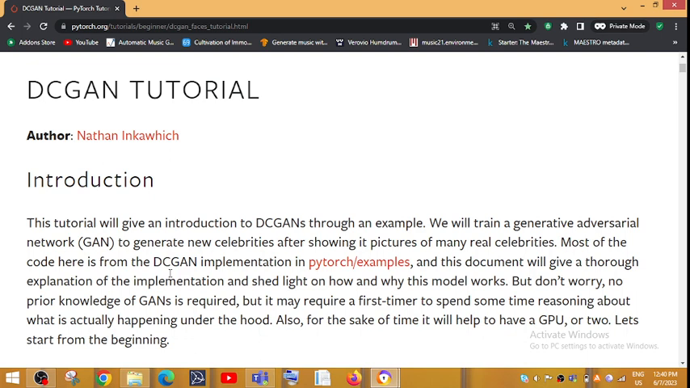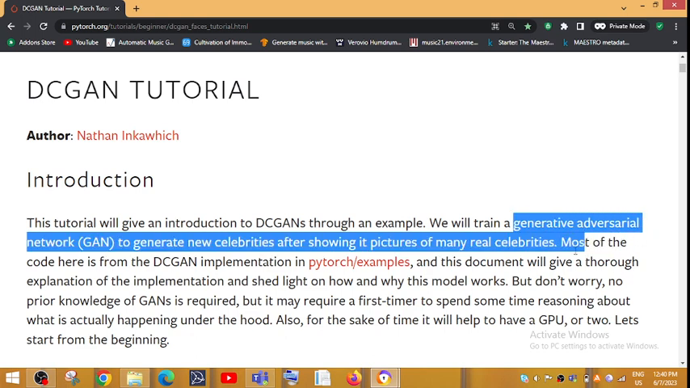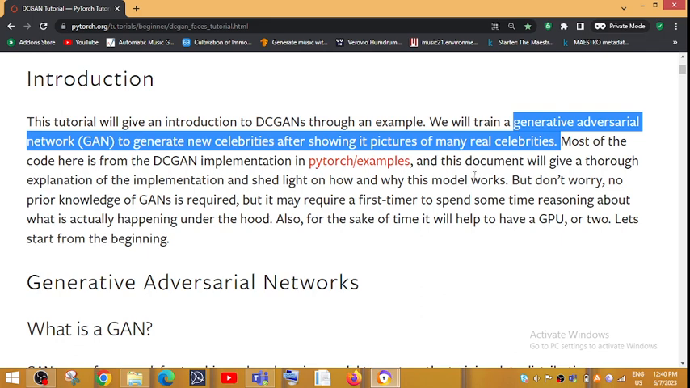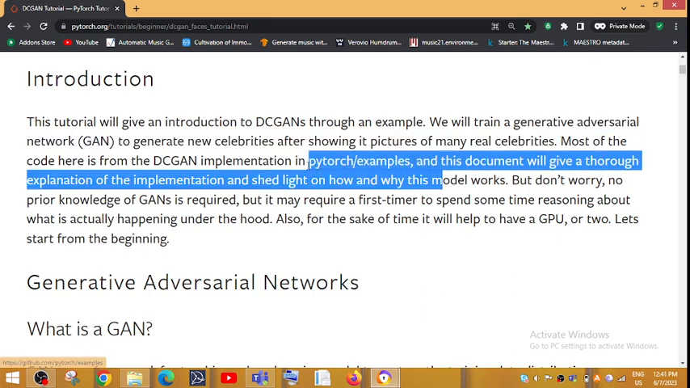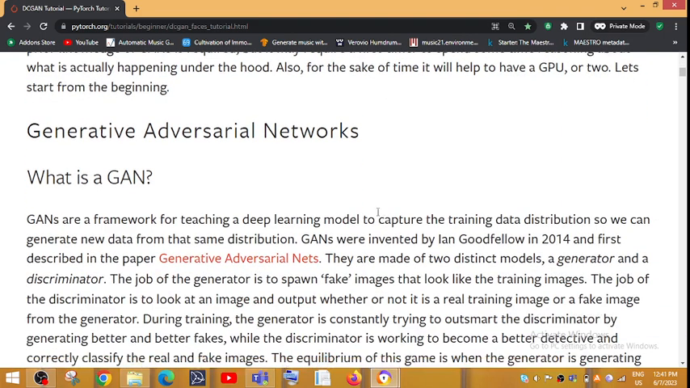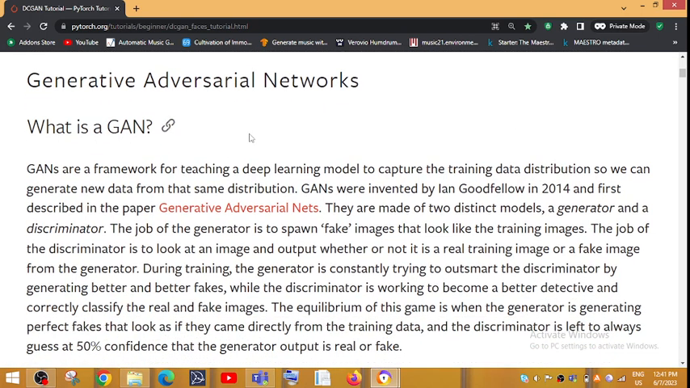Let's get started. This tutorial will train the GAN. What is GAN? Generative adversarial network to generate new celebrities after showing the picture of many real celebrities. We'll talk about the Python example later. And first, let's talk about what is GAN, that means what is generative adversarial network.